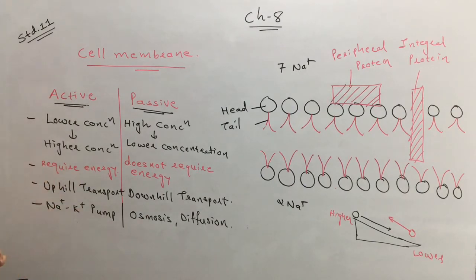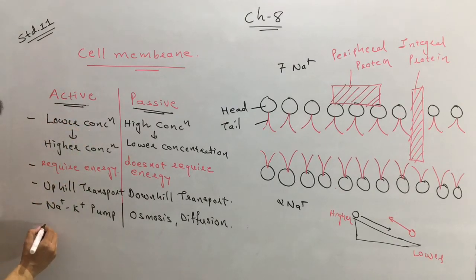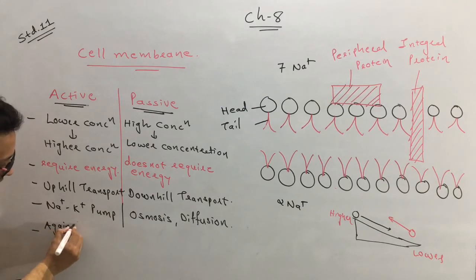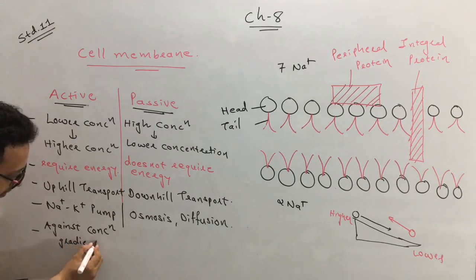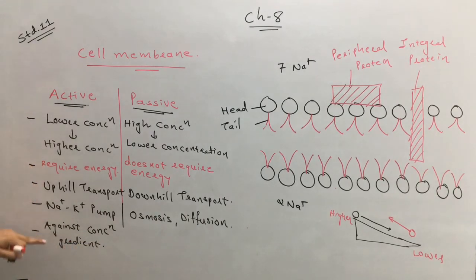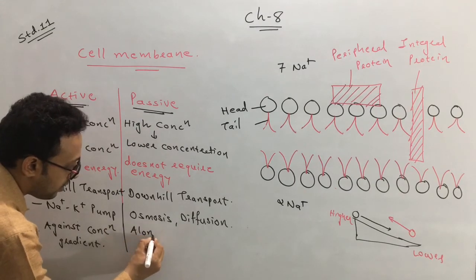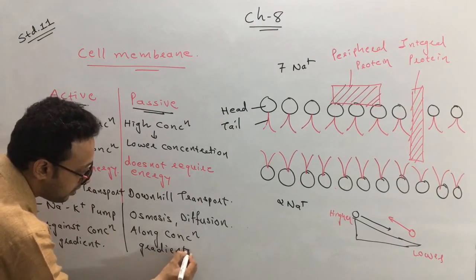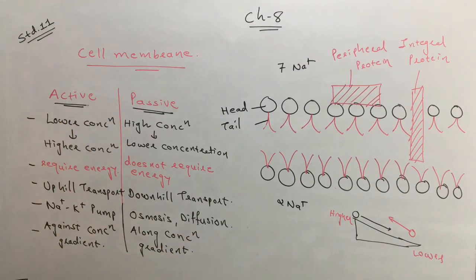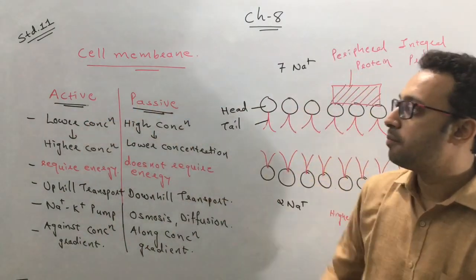I can also add one more. As active transport is moving from lower concentration to higher concentration, you can say that here the transport occurs against the concentration gradient, meaning the transportation occurs in the opposite direction of the concentration gradient. But in passive transport, it occurs along the concentration gradient, meaning the molecule moves in the direction of the concentration gradient. So this is a basic difference between the two types of transport process, active and passive.